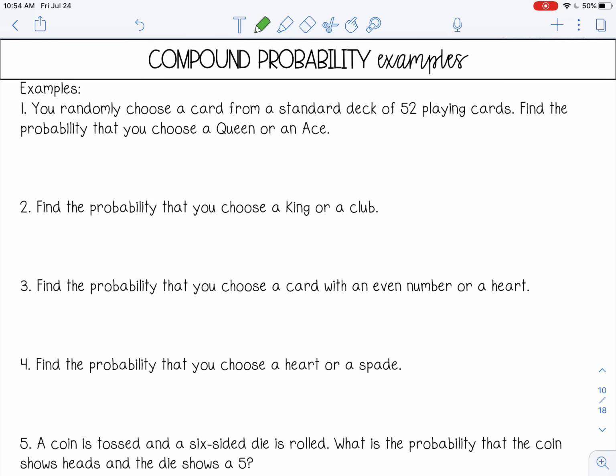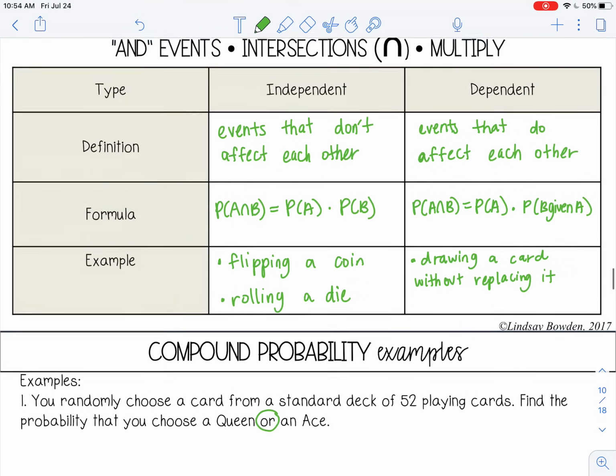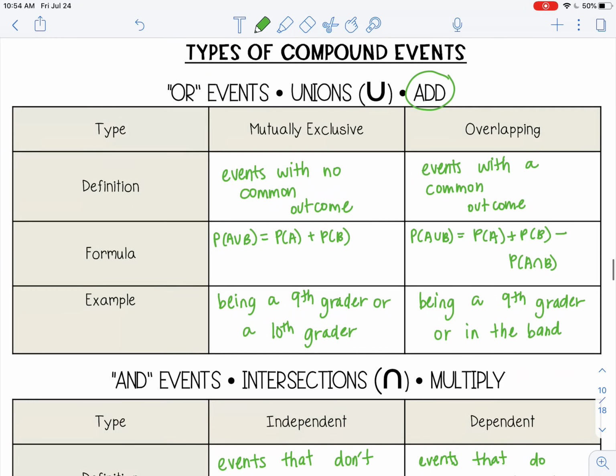Okay, so first of all, when you're dealing with these problems, you want to determine, is this an and event or an or event? So we're looking in the problem for the word in between the two events. Queen and ace are my two events, and the word between those is the word or. So this is an or event. So let's scroll back up. So or means we're going to add. And we have to determine, is it mutually exclusive or overlapping? So let's go back.